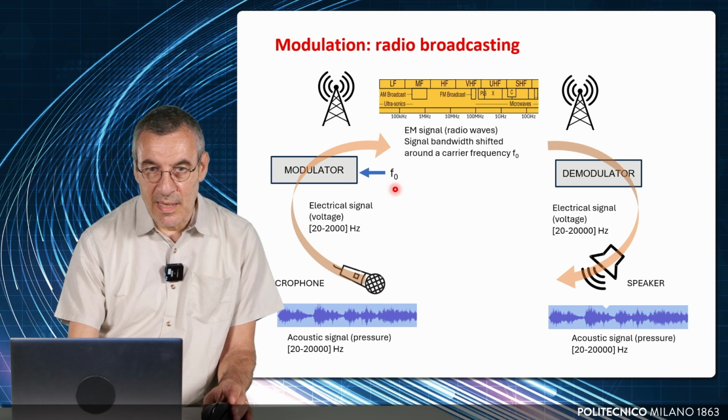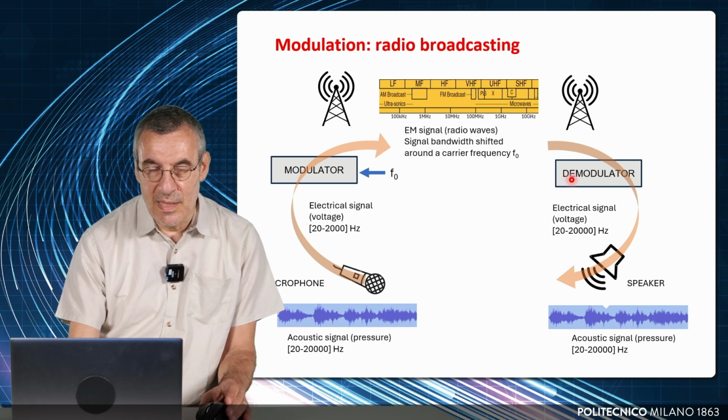So f0 is in the range of some kilohertz up to megahertz, depending on the bandwidth of the radio that you want to use. So you move this signal, which is originally in the bandwidth 20,000 Hertz, to a higher frequency. You transmit in an efficient way the electromagnetic wave connected to this signal. And then there is also the possibility to do the demodulation.